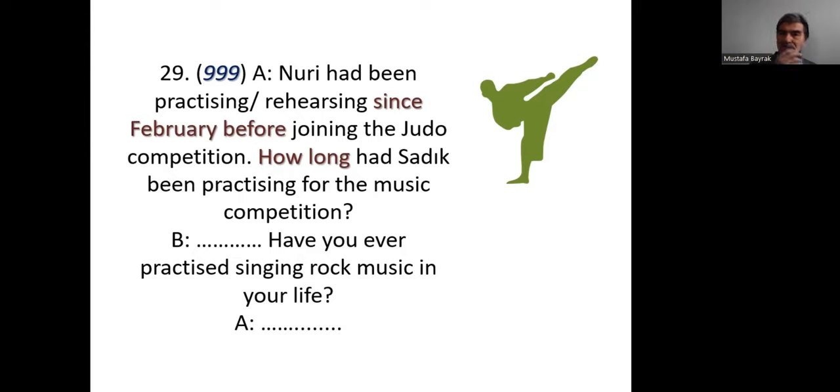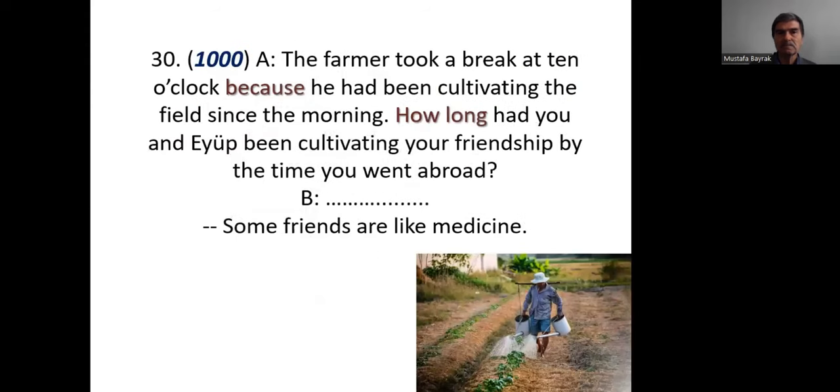Now we go in details with simple past tenses. For example, when did you do it? How much did you pay for it? Did you like it? Were you successful? Yes. Something like this. Now this is the thousandth dialogue.